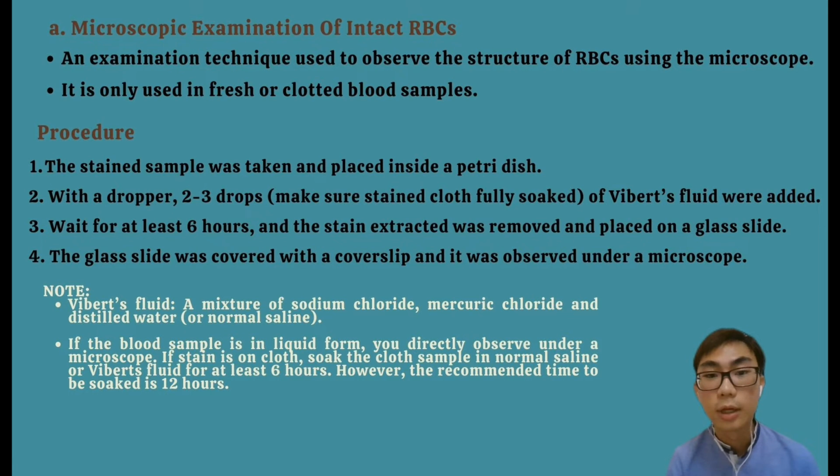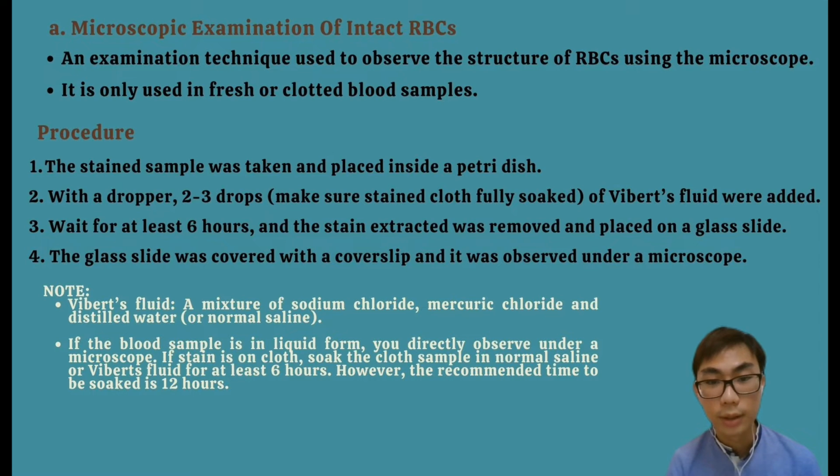The procedure. Firstly, the stain sample is taken and placed inside a petri dish. Second, with a dropper, 2 to 3 drops of white blood fluid are added, and you should make sure the stain clot fully dissolves. Next, wait for at least 6 hours, and the extract is removed and placed on a glass slide. Lastly, the glass slide is covered with a cover slip and observed under a microscope. The observation is recorded.